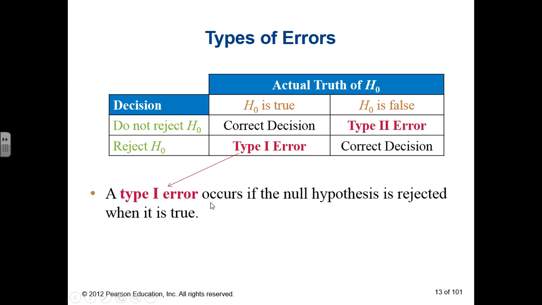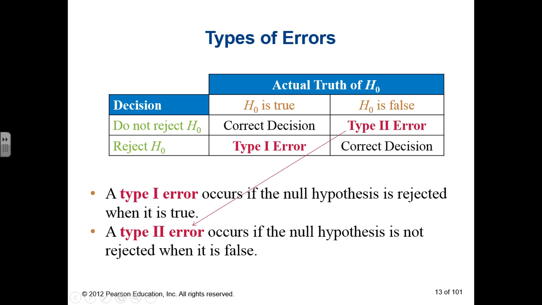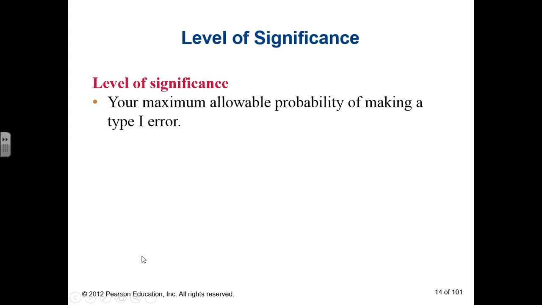A type 1 error occurs if the null hypothesis is rejected when in actuality it was true. If the null hypothesis in actuality is false and we do not reject it, we have made what's known as a type 2 error. If we rejected it and it was in actuality false, then we made a correct decision. So a type 2 error occurs if the null hypothesis is not rejected when it was false.